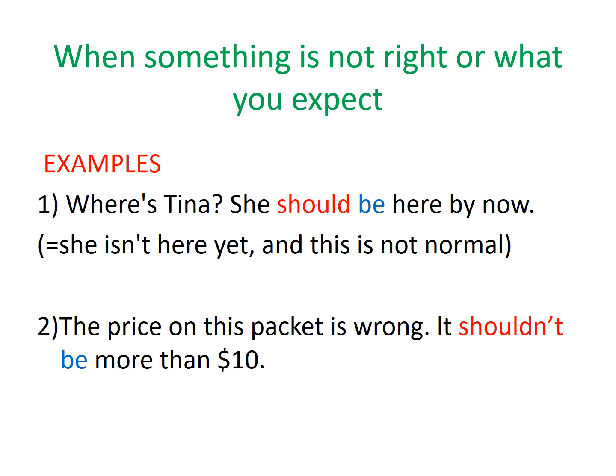Let's move on to the second illustration. The price on this packet is wrong. It shouldn't be more than $10. So here there's a negative use of should plus not, and the contraction is shouldn't be. Now, when does the situation occur? Suppose you are at the supermarket. You notice that the price on the packet is printed wrongly. So you can use it at this time. The price on this packet is wrong. It shouldn't be more than $10.